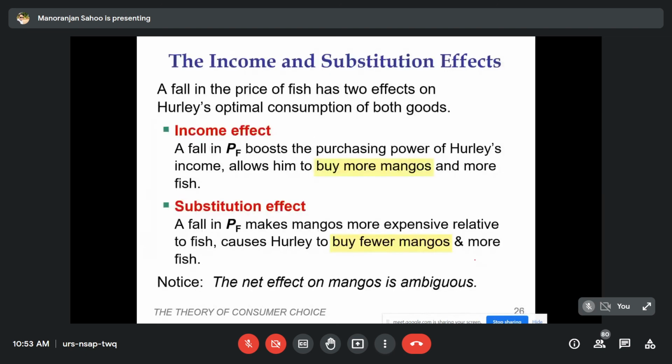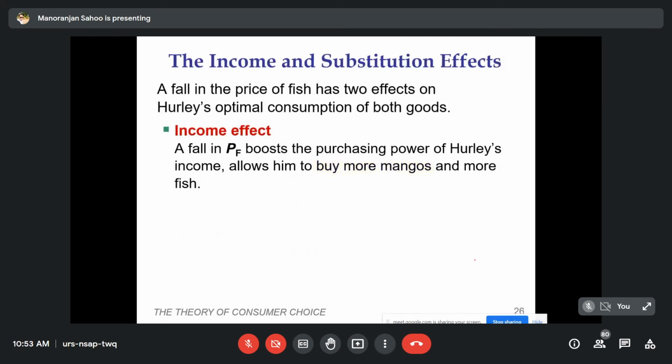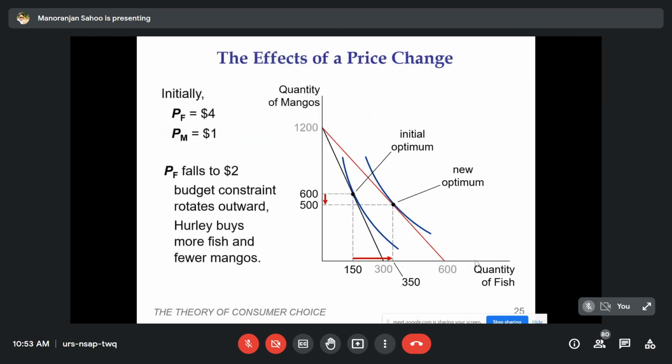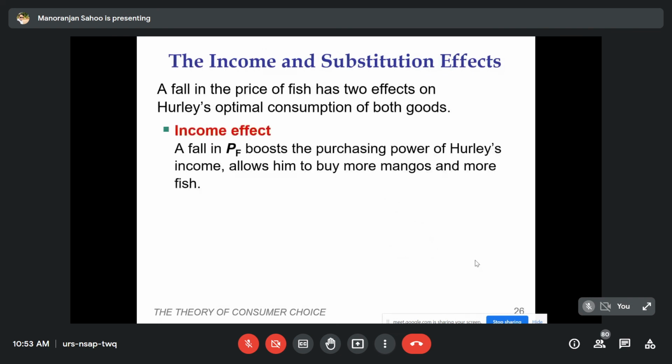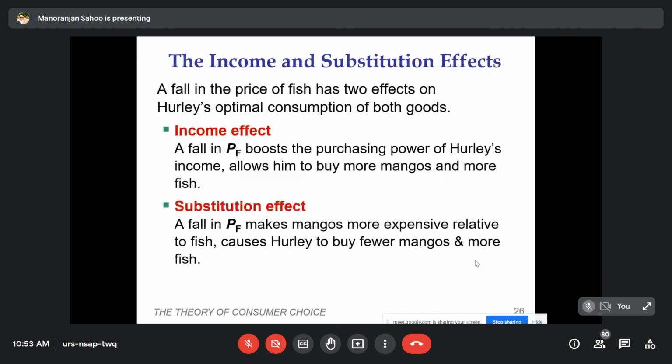In the next class I will explain why, even if the price of mango is the same, when there is a reduction in the price of fish, no doubt demand for fish is increasing, but why does demand for mango reduce when the price of mango is the same? There will be two effects working: one is the income effect and one is the substitution effect. How it is happening, I will explain in the next class.